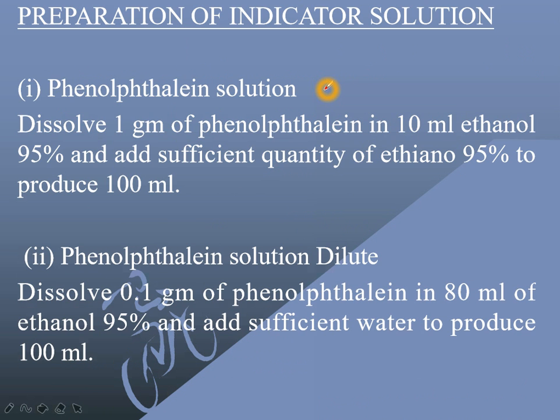Preparation of indicator solution. Phenolphthalein can be prepared in two solution forms. One is phenolphthalein solution and the other is dilute phenolphthalein solution. Phenolphthalein solution can be prepared by taking 1 gram of phenolphthalein in 10 ml of 95% ethanol and adding sufficient quantity of 95% ethanol to produce 100 ml. And dilute phenolphthalein solution can be prepared by taking 0.1 gram of phenolphthalein in 80 ml of 95% ethanol and then adding sufficient water to produce 100 ml.